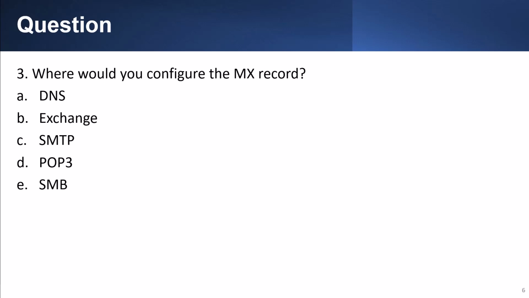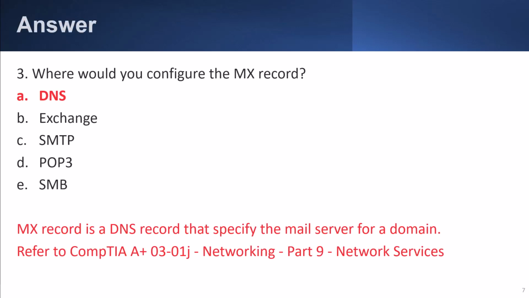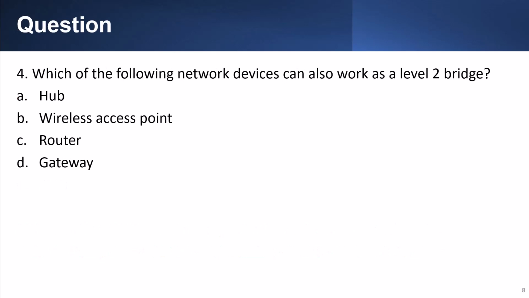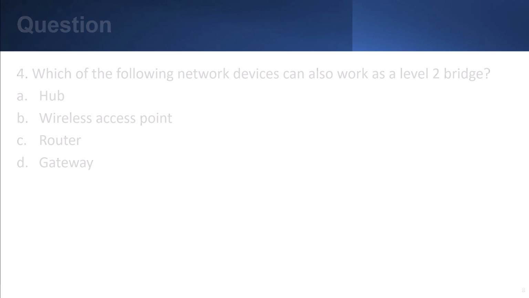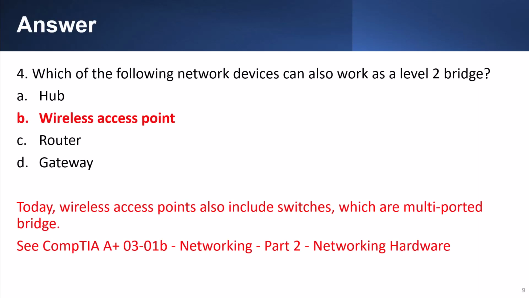Question 3. Where would you configure the MX record? Answer: DNS. MX record is a DNS record that specifies the mail server for a domain. Question 4. Which of the following network devices can also work as a level 2 bridge? Answer: wireless access point. Today, wireless access points also include switches, which are multi-ported bridge.